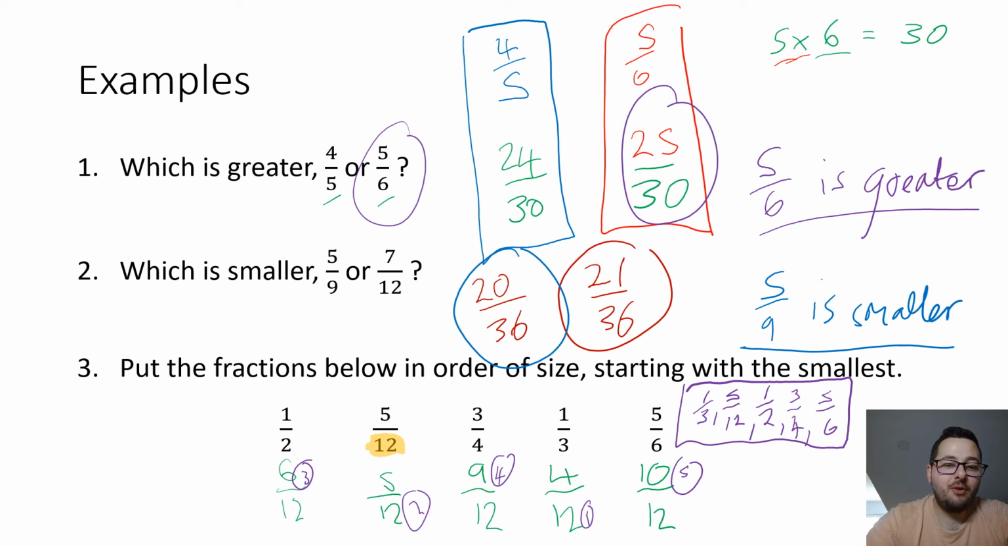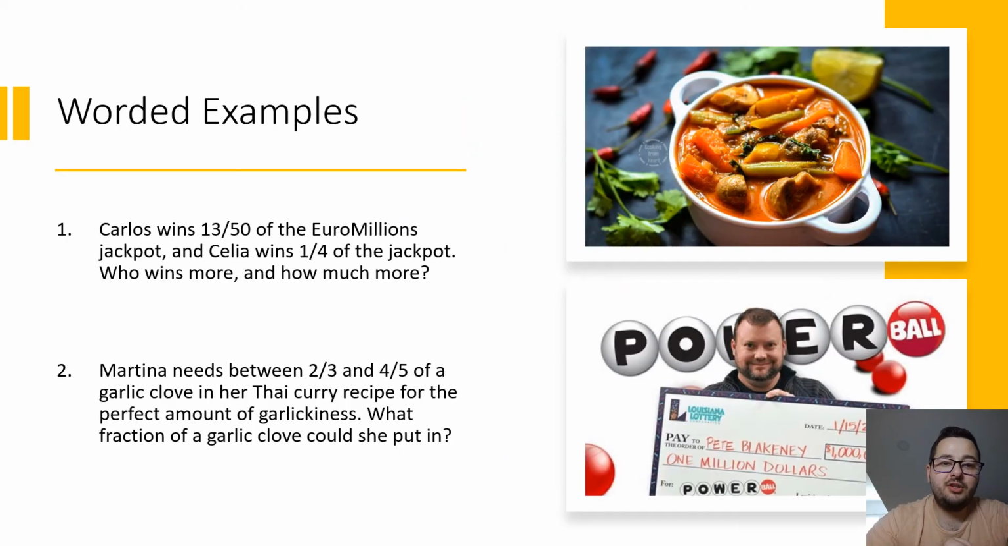Okay, let's just have a go at a couple more worded questions. So number 1, Carlos, I think this is Carlos here, he wins 13/50ths of the Euro Millions jackpot, and Celia wins 1/4 of the jackpot. Who wins more and how much more?